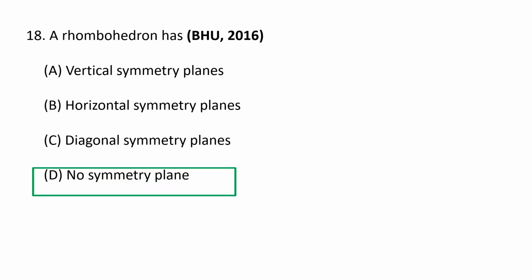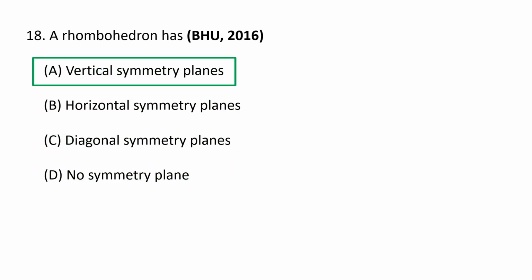Next question. A rhombohedron has A. Vertical symmetry planes, B. Horizontal symmetry planes, C. Diagonal symmetry planes, D. No symmetry plane. A rhombohedron has vertical symmetry planes. Rhombohedron is the typical form of the trigonal system. It has 3 planes of symmetry. It is a parallelepiped bounded by 6 rhombi such that the opposite faces are congruent. Rhombohedron has vertical symmetry planes.